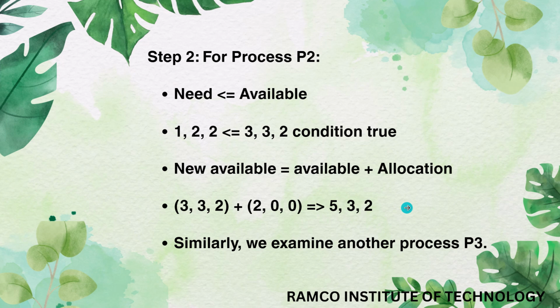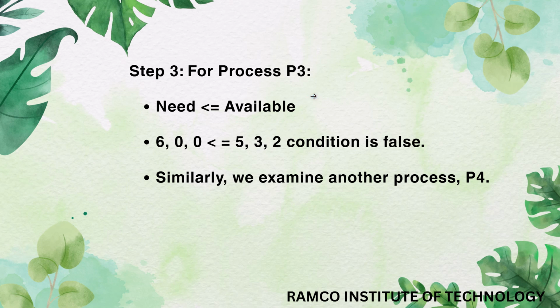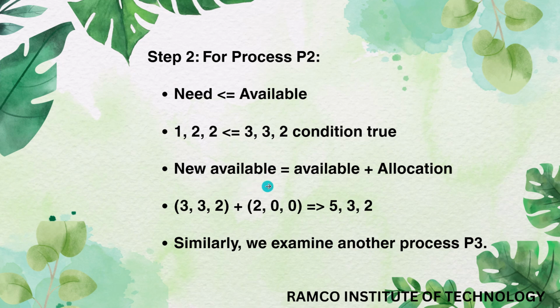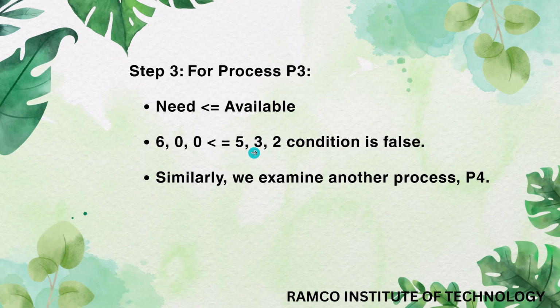Now we go for the process P3. Here we are going to check whether the condition is true or false, whether the need of P3 is lesser than or equal to available or not. Here the need is 600 and available is 532. The available we take is the new available value, because after entering a particular process into the safe sequence, we update the available value. So this updated available value only we need to consider.